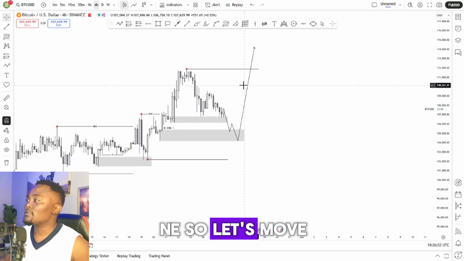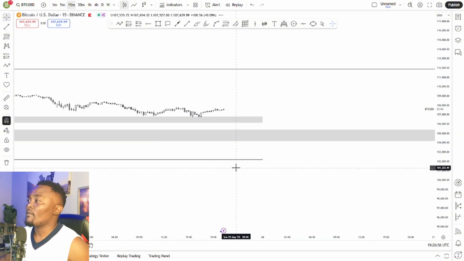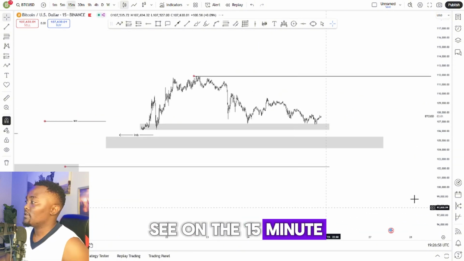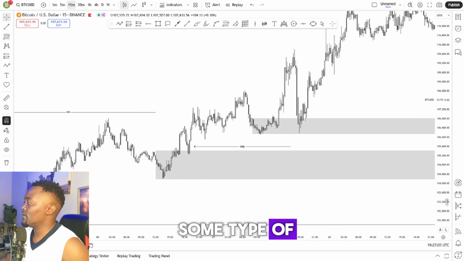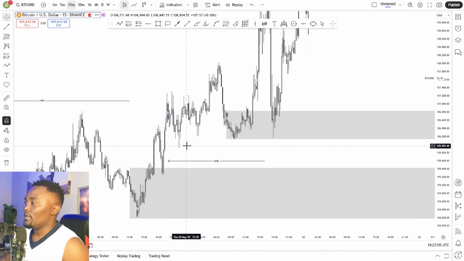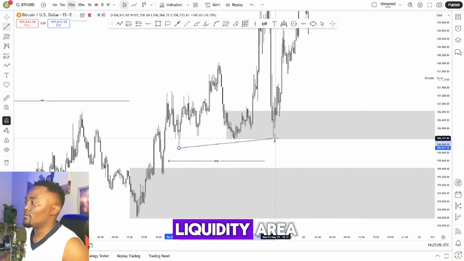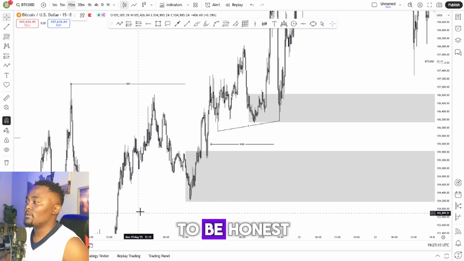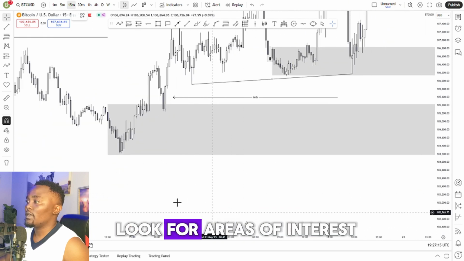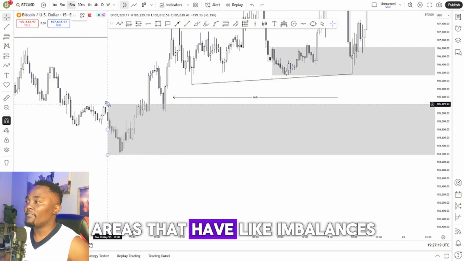Né? So let's move over to the 15-minute time frame. As you can see on the 15-minute, we have the same structures. We also have some type of liquidity around this point. As you can clearly see, this is a liquidity area. This confirms a lot of things, guys, to be honest. You just need to look for areas of interest. Make sure that you are focusing on areas that have imbalances.